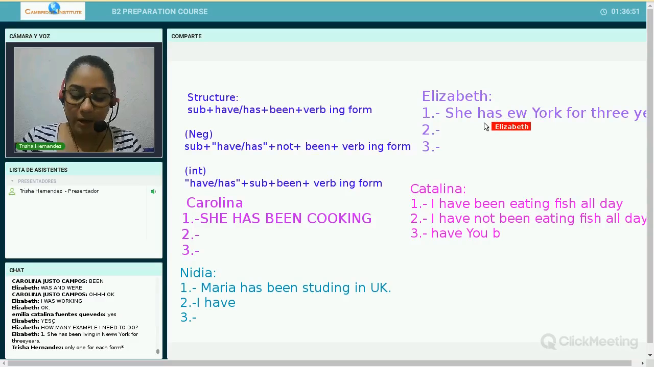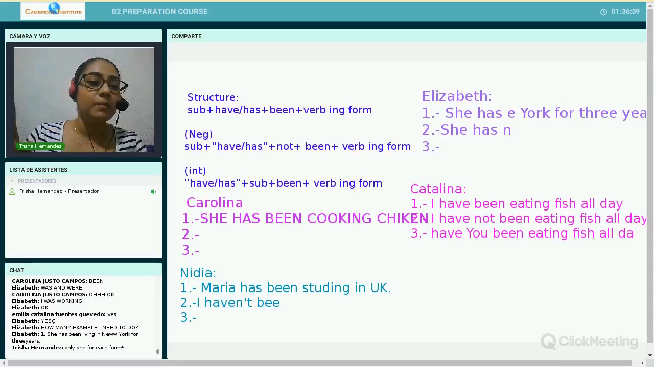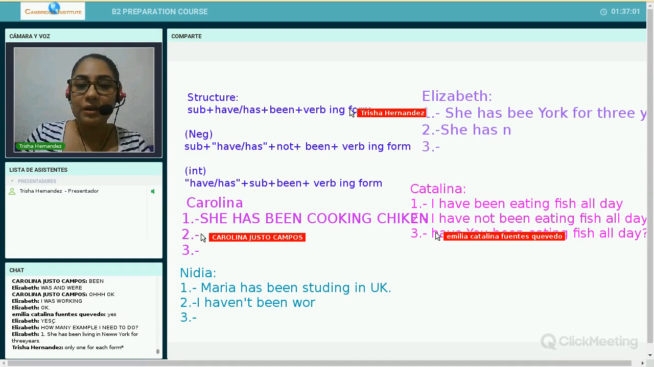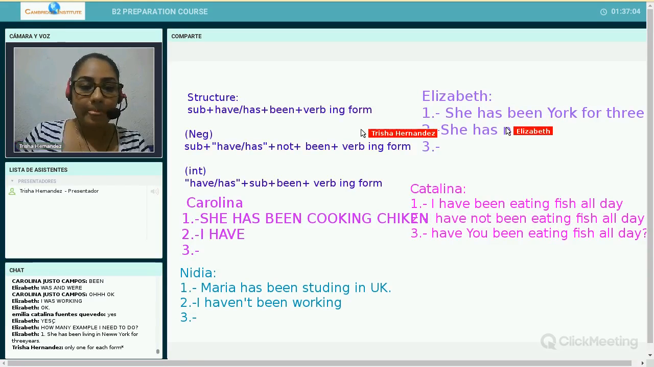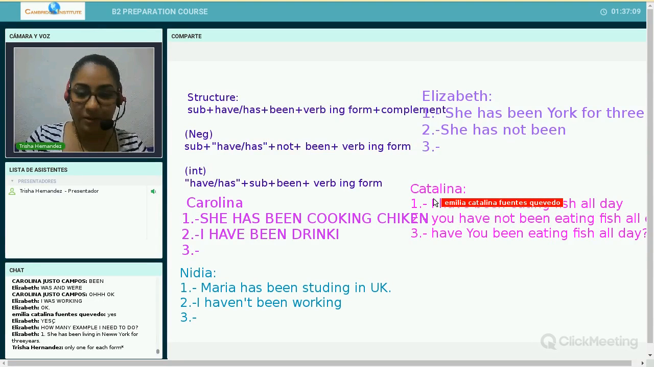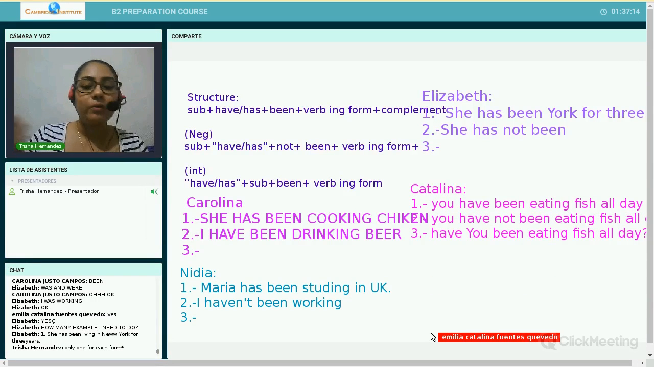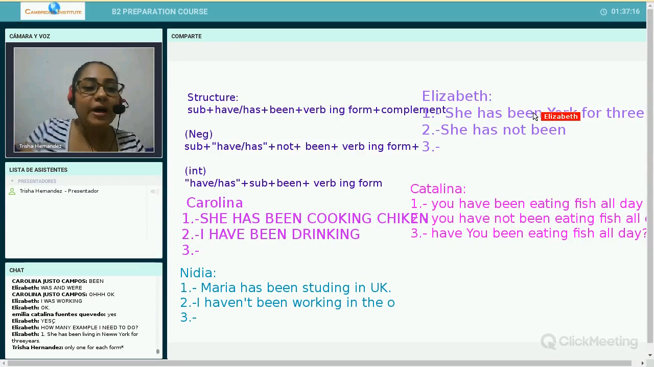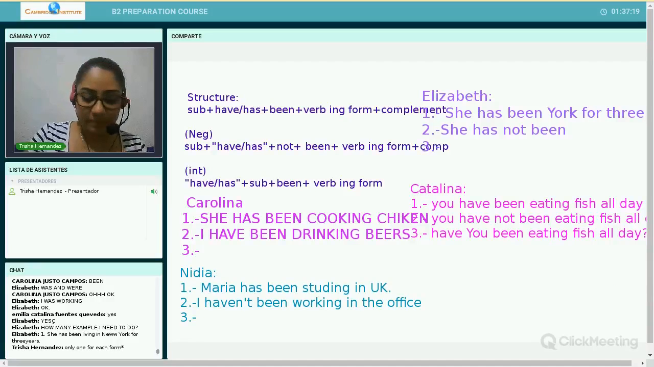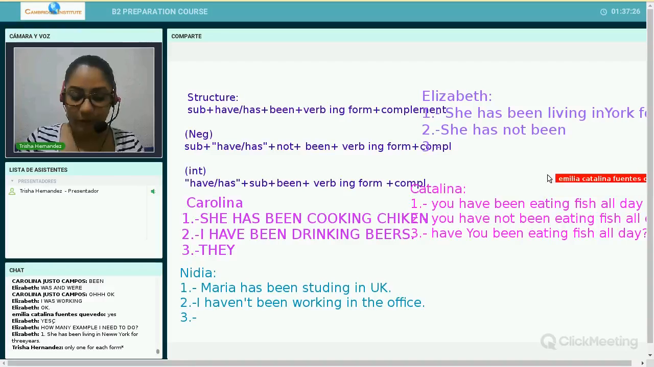Remember that you're in a different level right now. This is only the structure, but it doesn't add the complement. It's missing the complement. Remember that the complement says who, when, how, with who, how much, how many. It has more information. I'm going to write complement. Complement. Okay?